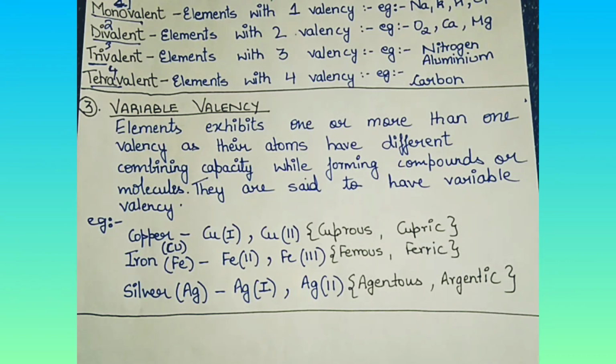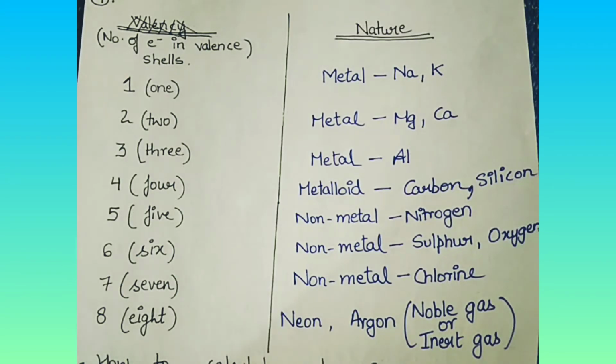Those atoms or elements are said to have the variable valency. Now let's move to a very interesting topic. By what method can we classify an element, compound or anything to be metal, non-metal or metalloid, or a noble gas.